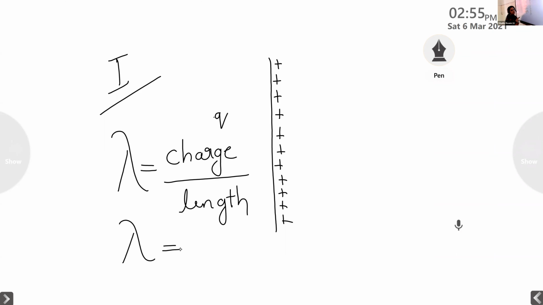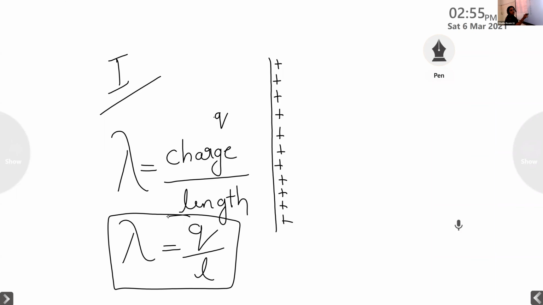So the first case, I consider a linear conductor. I place a charge. After some time, this charge is distributed uniformly along the length of the conductor. Then the linear charge density lambda is equal to the charge present per unit length of the conductor. That is, lambda is equal to charge by length, that is equal to Q by L. So the value of linear charge density can be calculated using the equation Q by L.